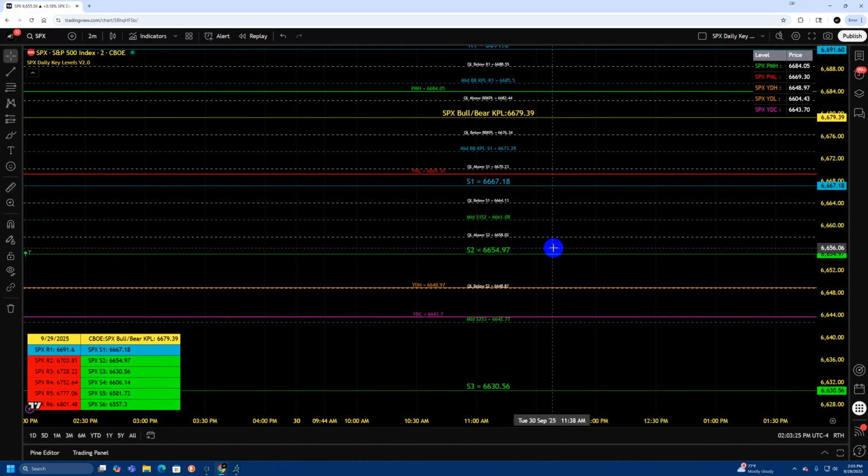And again, on bullish trades, it's the opposite. It would be the first midpoint below. So if you're taking a bullish trade off of S2, first midpoint below S2 is your standard stop loss.